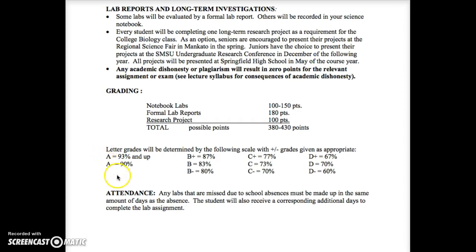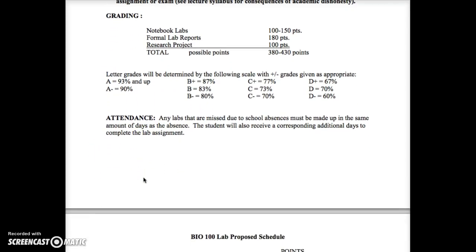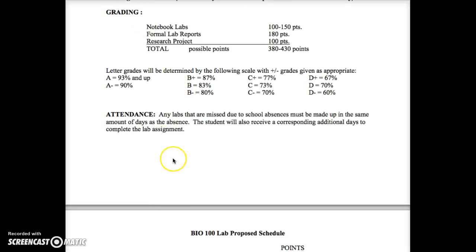The grading for this section is again on straight out points. The labs that are in your notebook will total between 100 and 150 points. The labs that are typed up as formal lab reports will be 180 points, and then your end of the year research project is worth 100 points. So the total falls between 380 and 430 points. And however many points you get out of that total will determine your percentage. And there's the percentage scale right there.